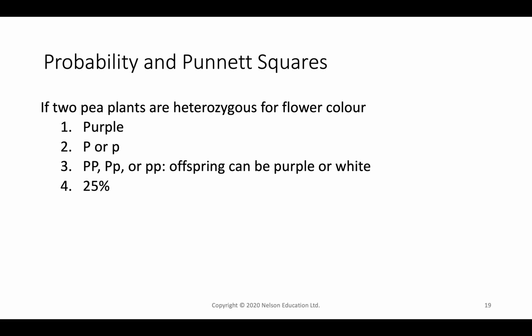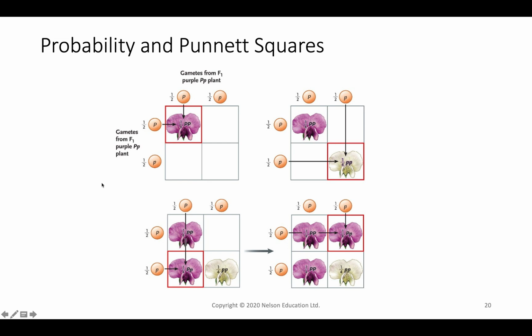Okay, so here's our answers. Purple, capital P or lowercase p. Depending on how you cross it, we would be getting the homozygous dominant, the heterozygous, or the homozygous recessive, meaning the offspring could be either purple or white at a ratio of 75% purple and 25% white.